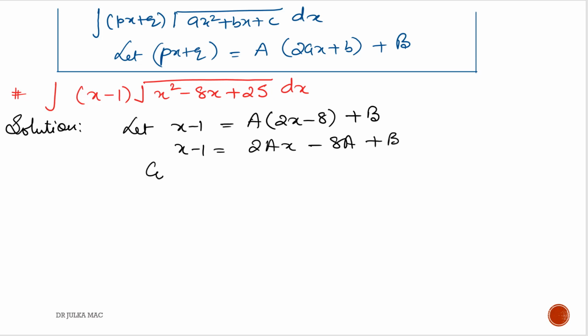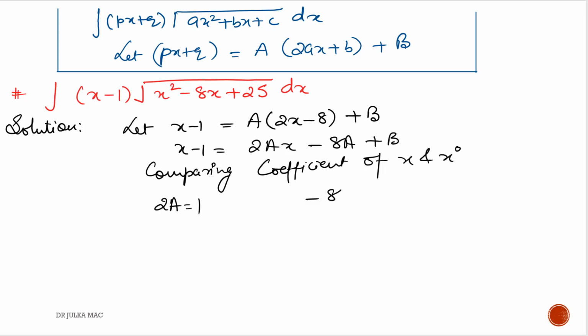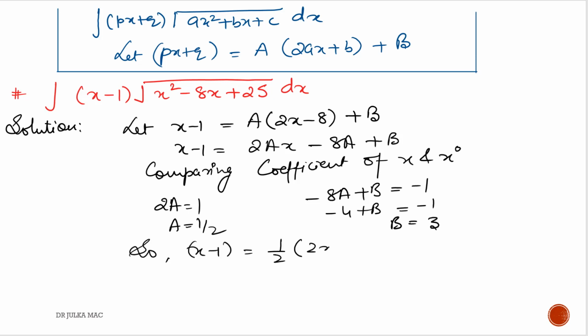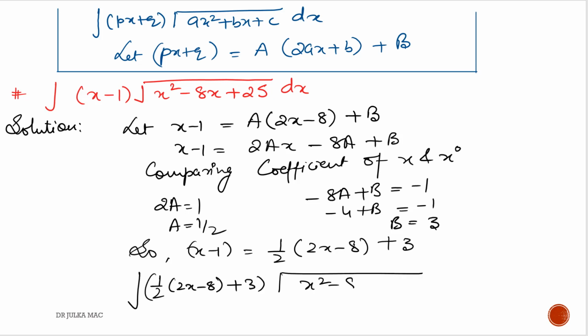When we compare the coefficients of x and x naught on both sides, we get 2a equals 1 and minus 8a plus b equals minus 1. So a equals half and b equals 3. So x minus 1 equals half of (2x minus 8) plus 3. Now replace the value of x minus 1 in the question and we will get half (2x minus 8) plus 3 whole, multiplied by the root of x square minus 8x plus 25 dx.